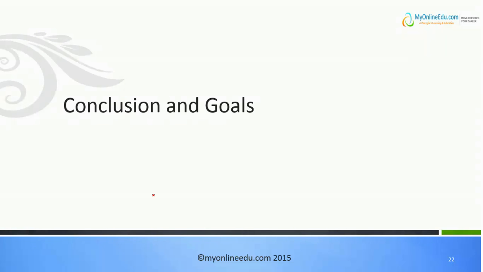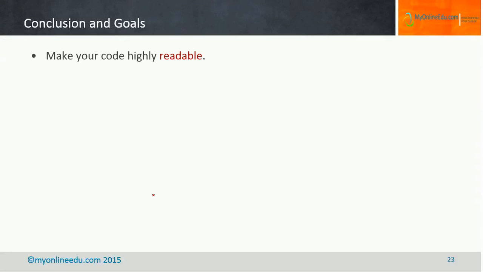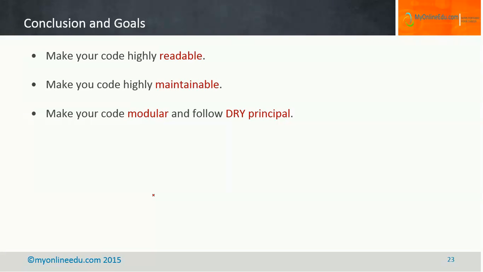Now we'll be discussing the conclusion and goals, what we have learned from this course. The first point is make your code highly readable. That should be the aim and the goal. Second is make your code highly maintainable. We have discussed various techniques and tips on how you can design and write your code to make it more maintainable and much easier to maintain. Third point is make your code modular and follow the DRY principle. We have discussed the advantages of the DRY principle, and believe me, that really works. That works like a charm.